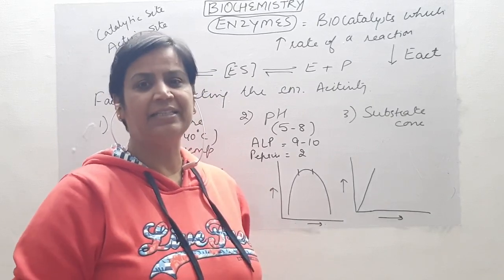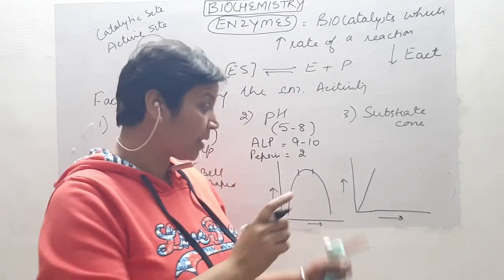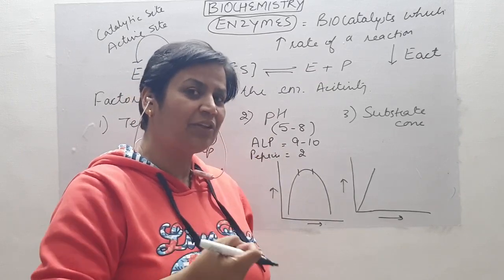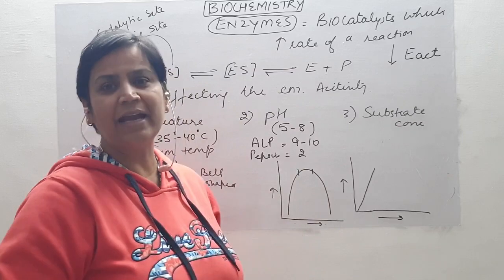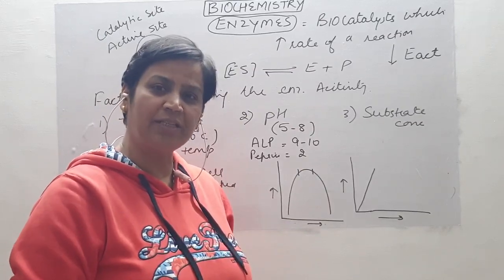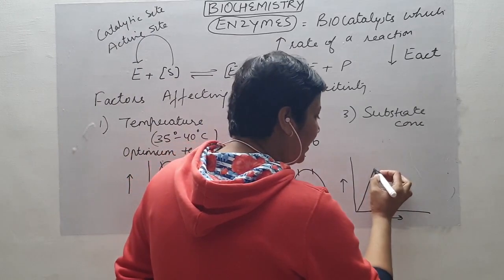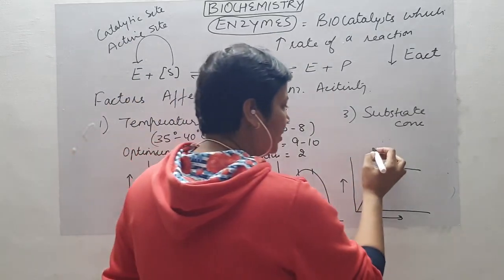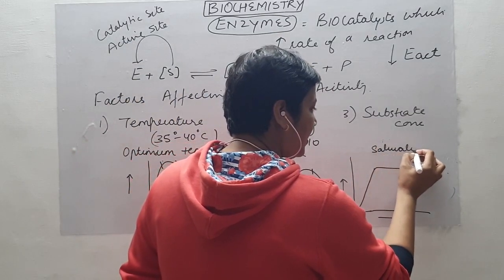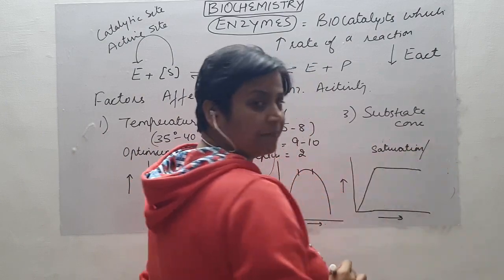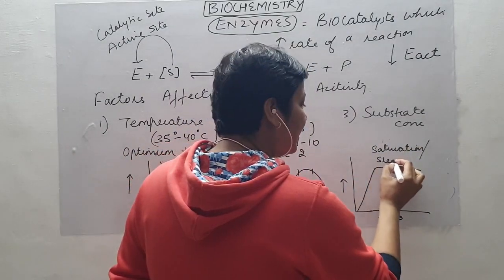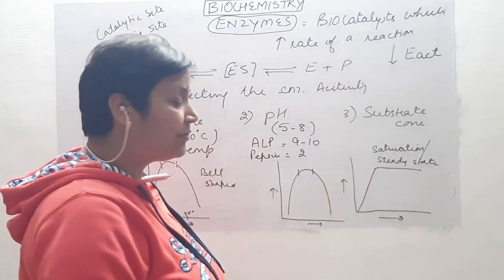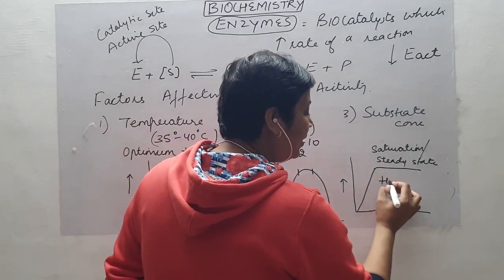Say, suppose if I say an enzyme has 10 active sites. Obviously, it is going to accept only 10 substrate molecules. Once it has reacted with those 10 substrate molecules, there is no active site left in the enzyme to bind with more of substrate. So it is going to attain a saturation kinetics. Very, very important. Saturation kinetics, or it is also known as steady state kinetics. And this type of graph is a hyperbolic graph.